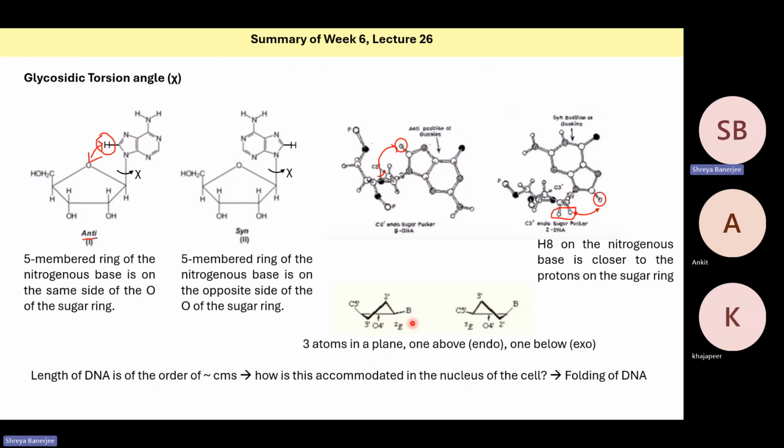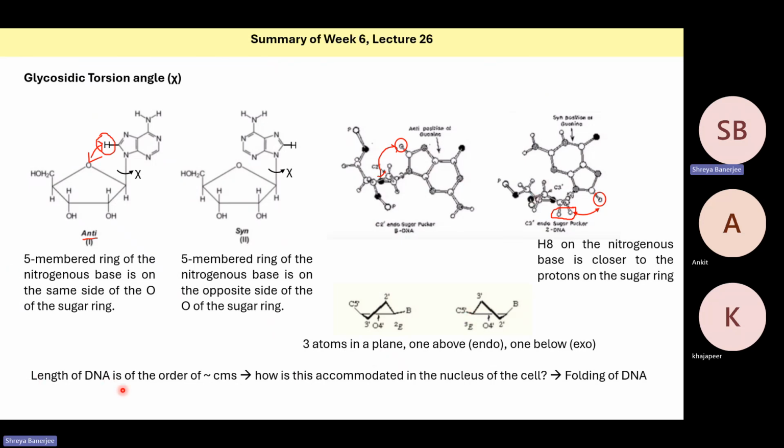We already saw in the previous class that when you have the sugar ring, 3 atoms will be in the plane and the 2 other atoms, one is above the plane and one is below the plane. The one above the plane we call endo, and the one below the plane exo. So in this case, it is C2' endo, where the C2' atom is above the plane. And this is the case where the C3' atom is above the plane, so it is C3' endo.